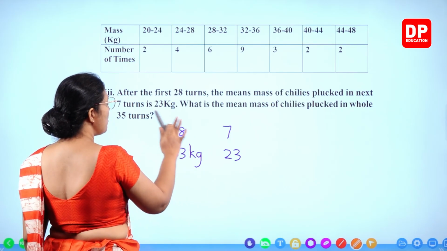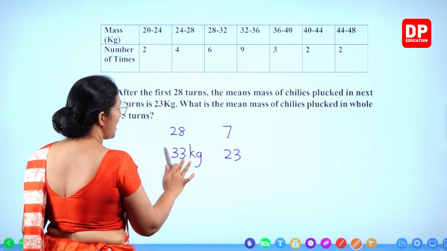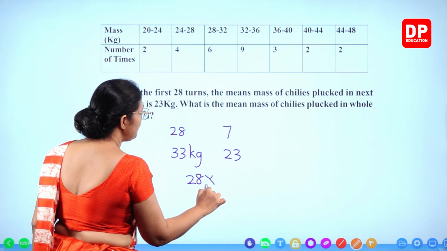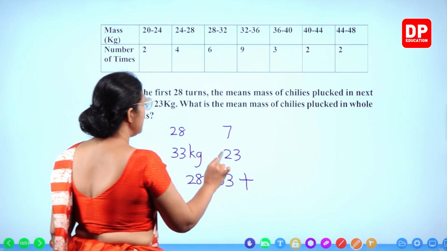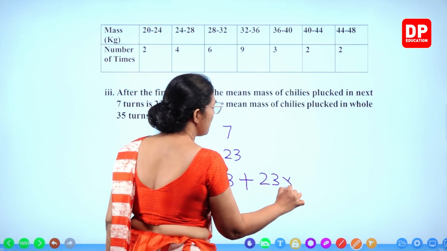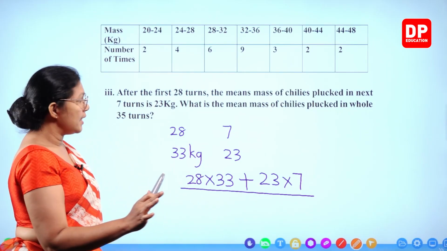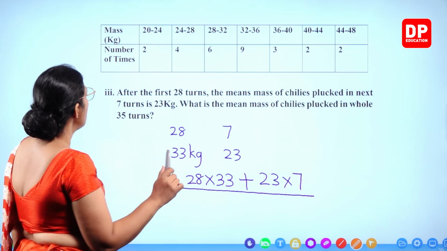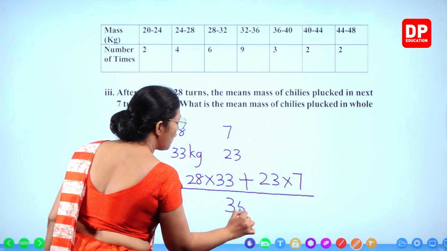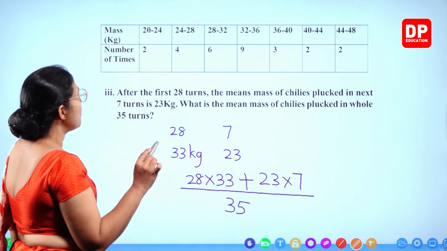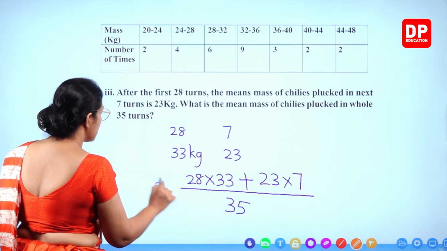What is the mean mass of chilies plucked in the whole 35 turns? So what is the total mass for 28 turns? Total is 28 times 33. And what is the total for 7 turns? Mean is 23, so 23 times 7. So that's the total mass for the whole thing. And altogether there are 35 turns, 28 plus 7. So you have to divide by 35 to get the mean of the whole thing. So what is the value there?